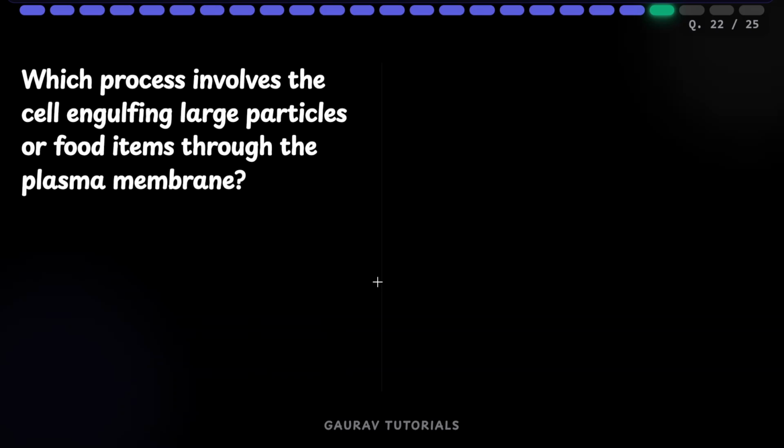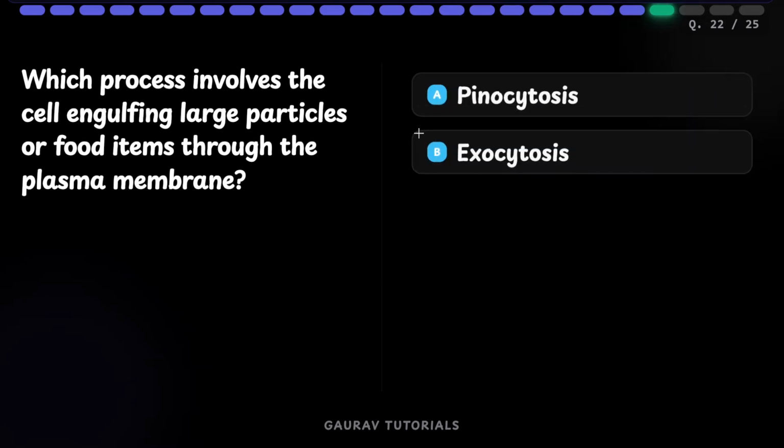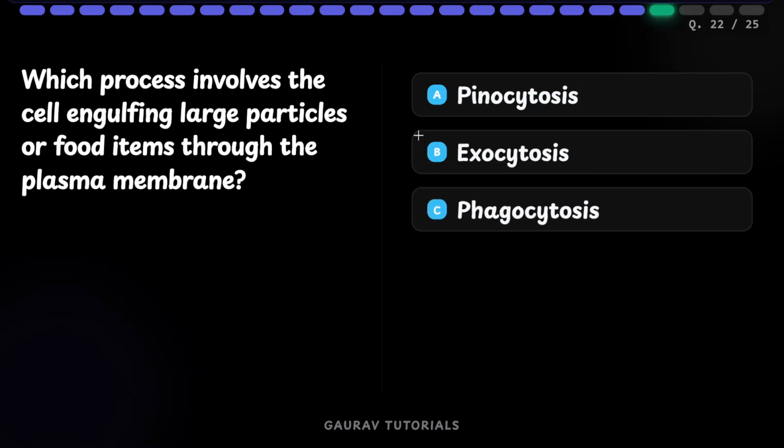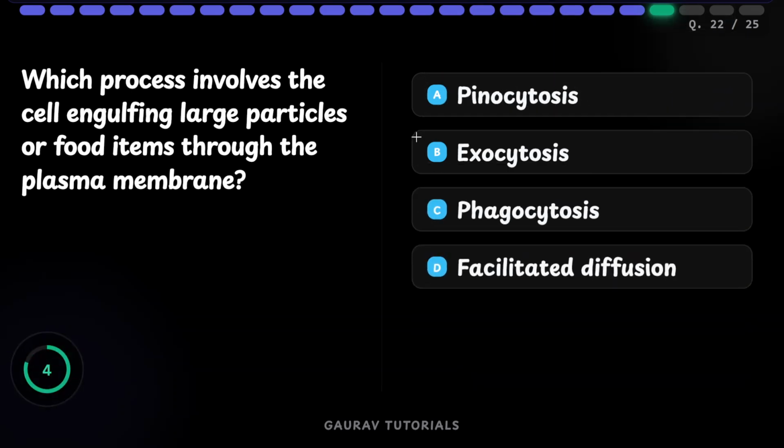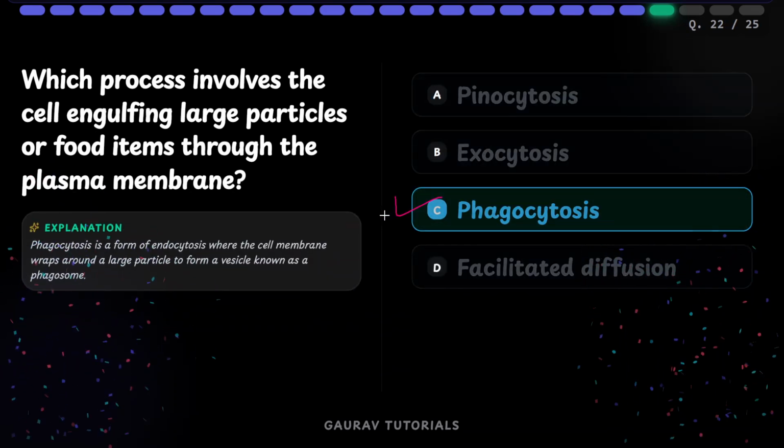Question number 22. Which process involves cell engulfing large particles of food item through plasma membrane? The options are A, pinocytosis, B, exocytosis, C, phagocytosis, and D, facilitated diffusion. The correct answer is option C, phagocytosis.